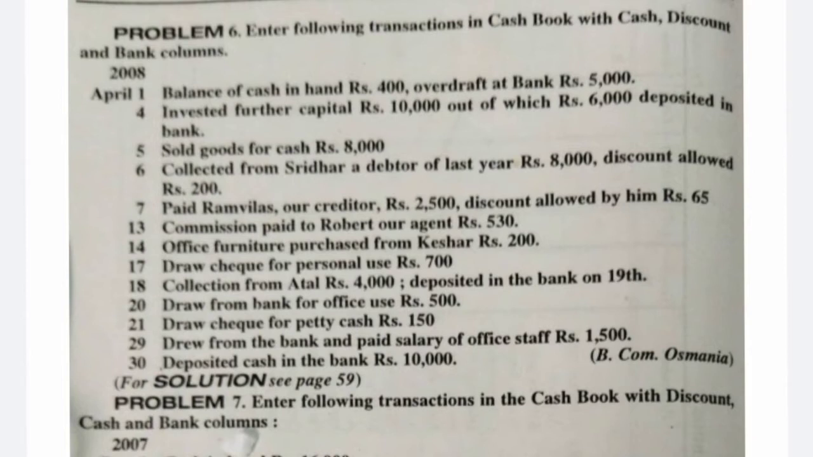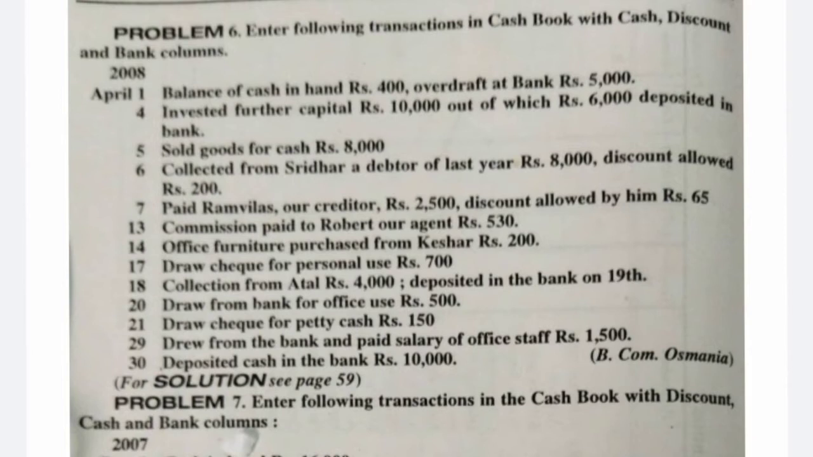Next, on 13th, the commission paid to Robert, our agent, rupees 530. We are paying commission to Robert, so commission is an expenditure to the business. So commission account debit, all expenses and losses, and we are paying in cash because nothing is given, we need to assume cash. So commission expense account debit 530 to cash account 530.